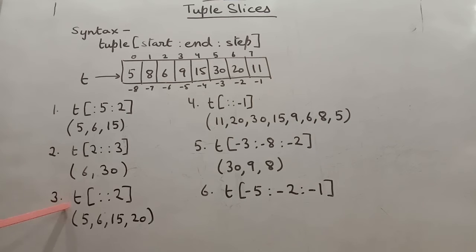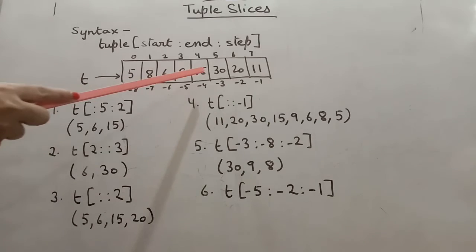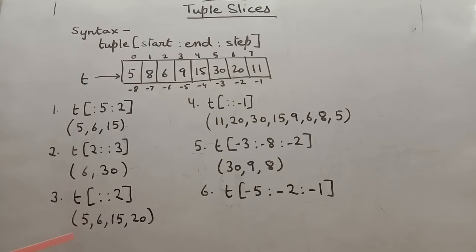The next example says T then double colon 2. That means the starting and ending both indexes are missing and the step value is 2. So, in the entire tuple, every second value will be picked. So, 5, 6, 15, 20. See, this is the answer.